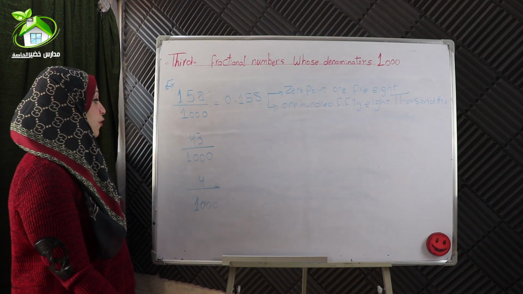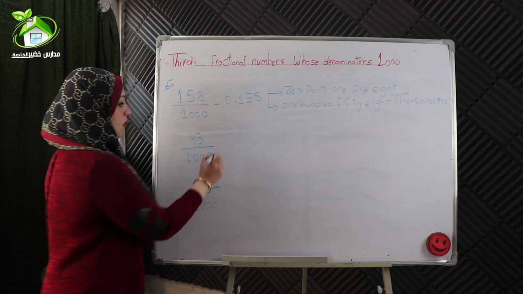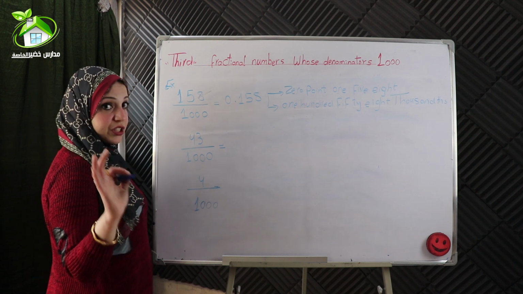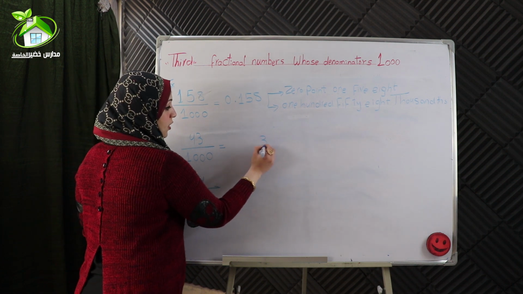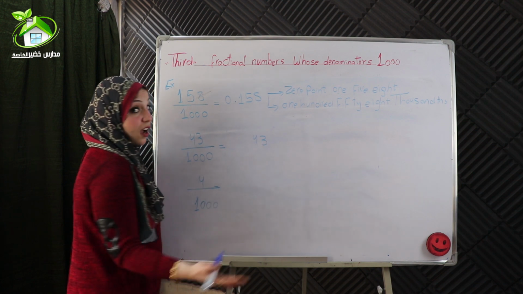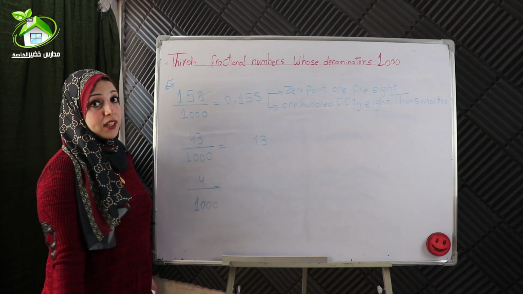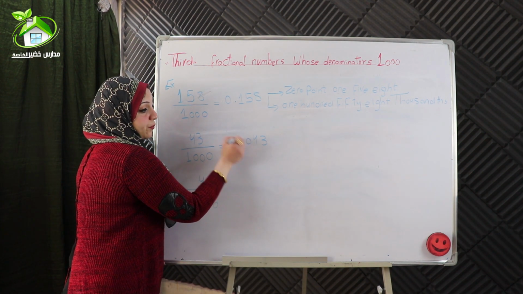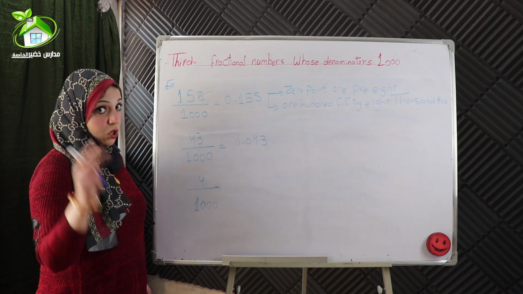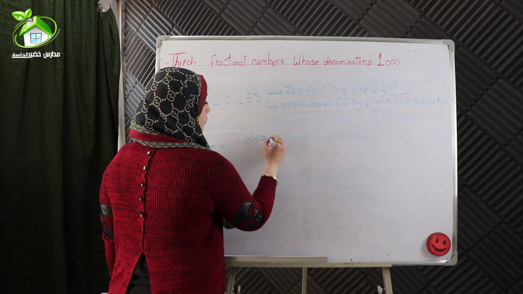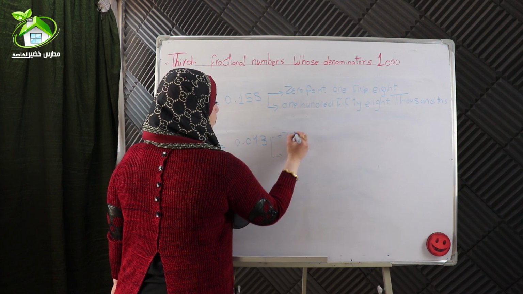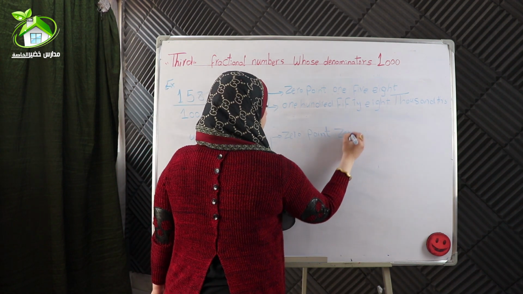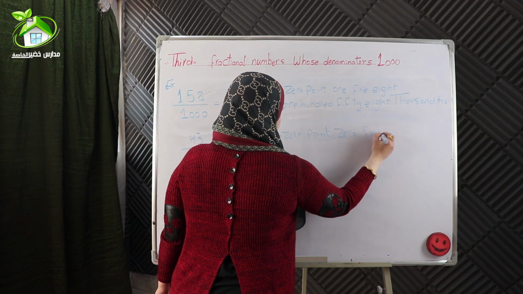The second example, 43 over 1000. I can write it as a decimal number by putting a point after 3 digits from the right. 3, the first digit, 4, the second. I haven't a third digit. What can I do? I put 0, and after it, I put the point. How can I read this fraction? Also 2 methods. The first one, 0.043.